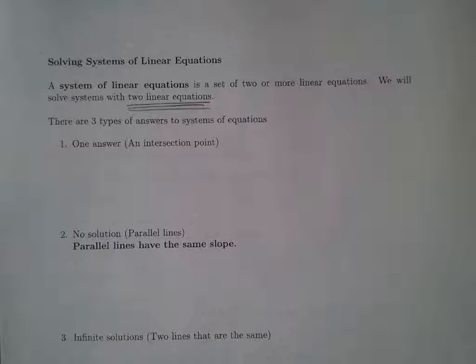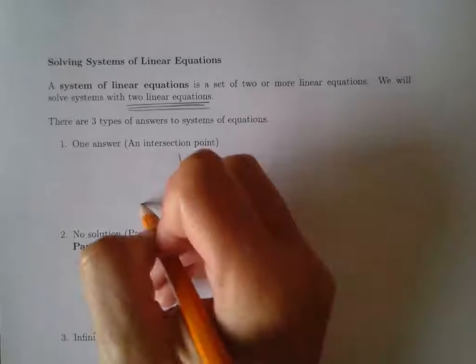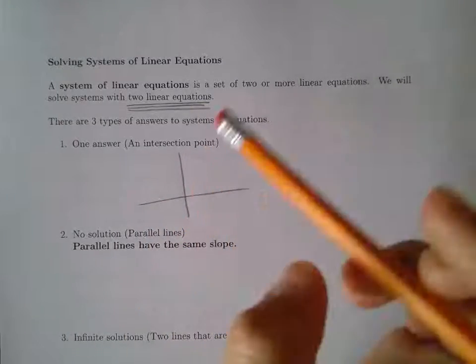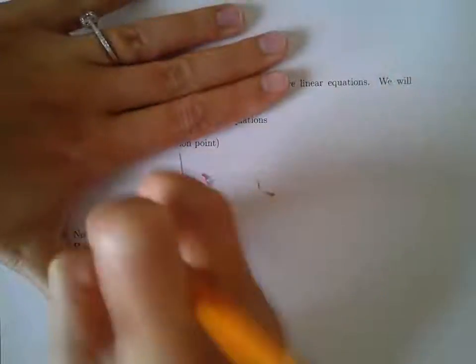Okay, so what we're given with a system is 2 lines or 2 linear equations, and we're wanting to find their intersection point. There are 3 types of answers to these systems of equations. The first one, which is the most common, is one answer. So for example, you're given 2 lines, which, that's not straight. Let me straighten that up.